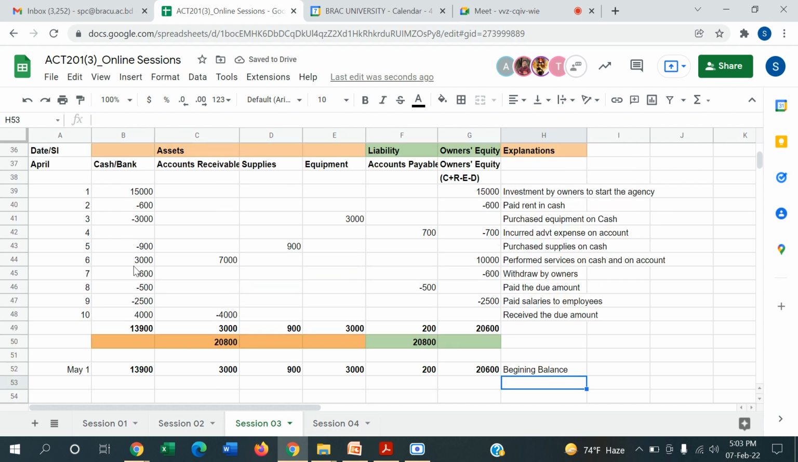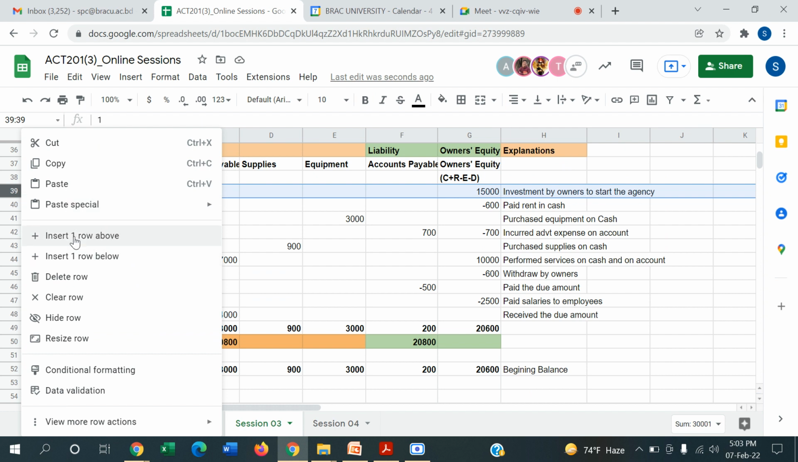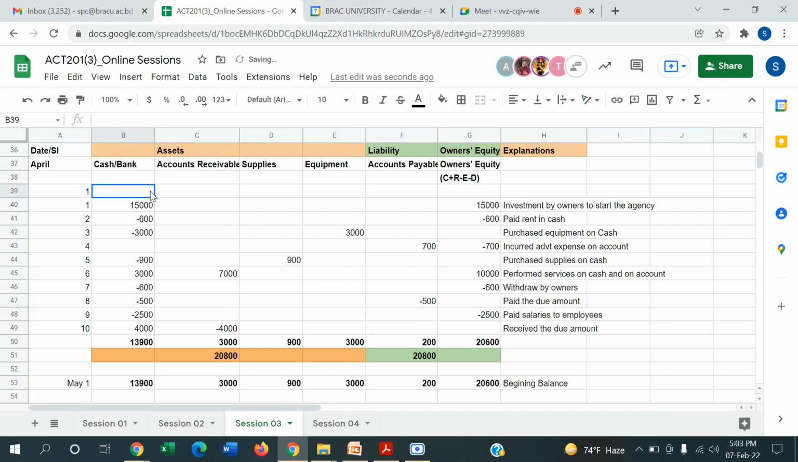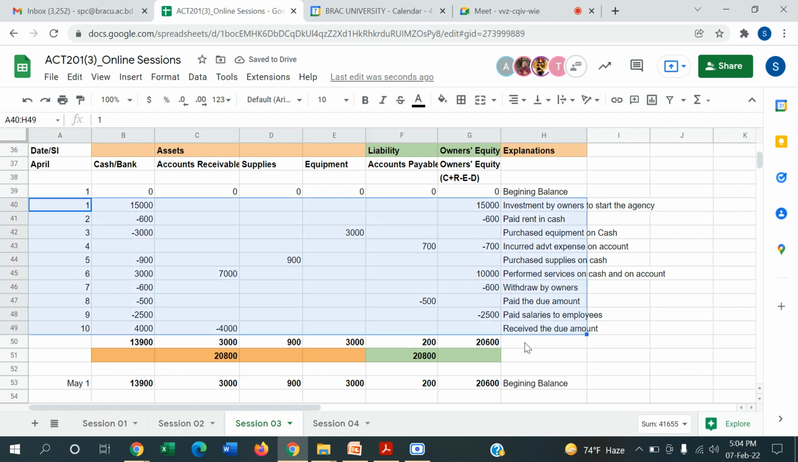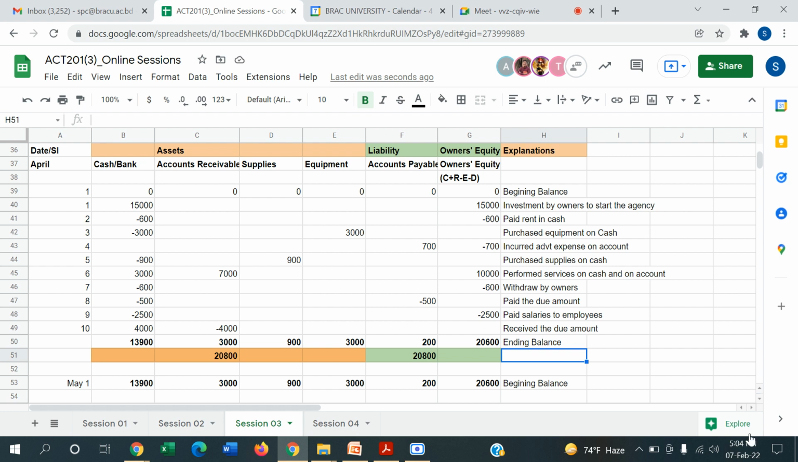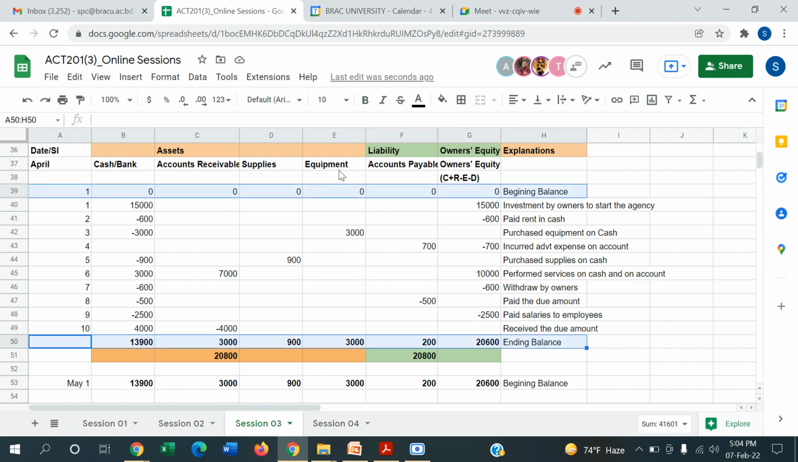Basically, the format will be like that. If you want to add it here, on April 1, there was no cash, no accounts receivable, no supplies, no equipment, no liabilities. We'll start with the beginning balance. There will be a beginning balance, and whatever activities are incurred will show their effect here, and we'll find out the ending balance. Is that okay? Yes, sir. So that's how we need to show the effect of a transaction in the accounting equation.